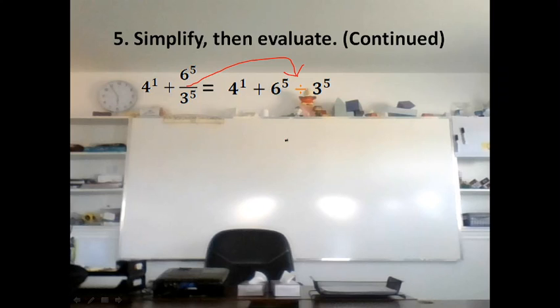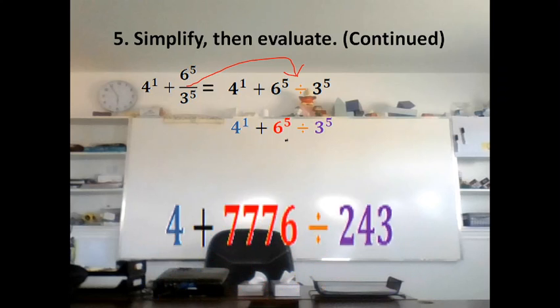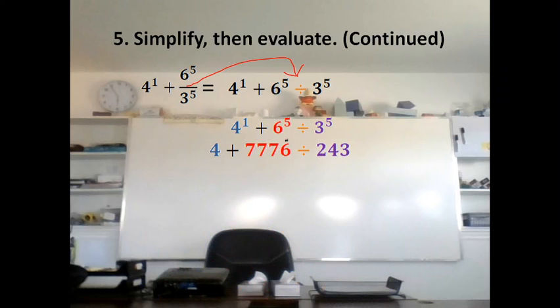Now we need to turn each of the powers into standard form and then solve. So we have 4 to the power of 1 plus 6 to the power of 5 divided by 3 to the power of 5. And when they get turned into standard form, we're left with 4 plus 7,776 divided by 243.